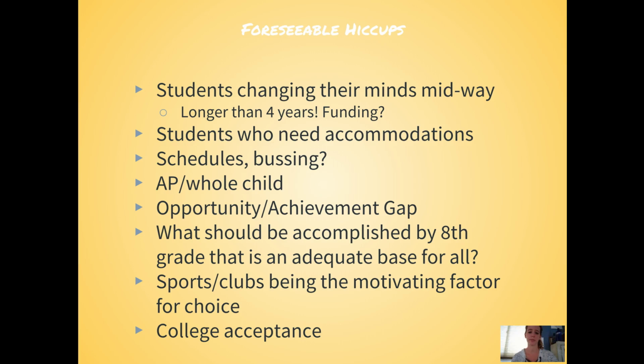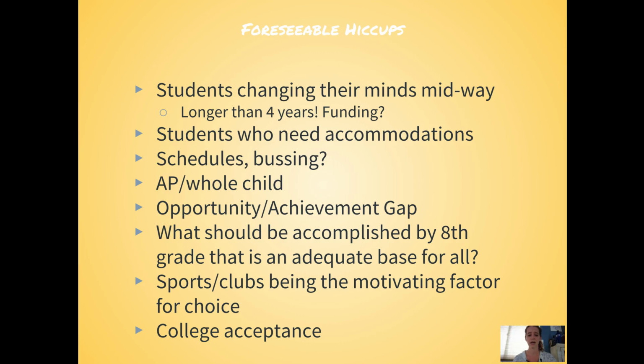Again, the opportunity achievement gap. I think there could be some schools or career paths that might be suited for different students from different socioeconomics and different races. Now, obviously, you want to change that, but I think there's some cultural stigma attached to some of that that we would have to overcome. And we would also have to determine what should be accomplished by the end of the 8th grade year that would be an adequate base for all students before pursuing their career school.